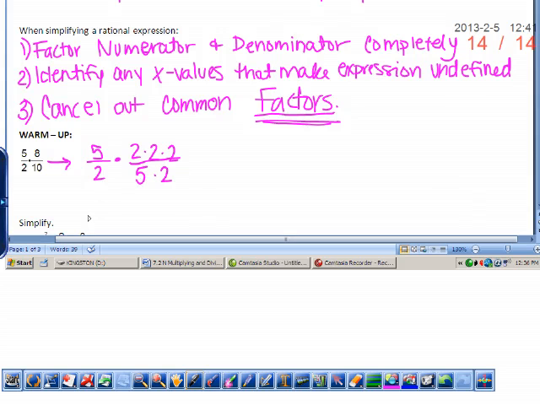So now that we have everything factored, these are all the factors, they're being multiplied together. Now you are allowed to cancel factors. So now I can cancel this 5 with this 5. This 2 with this 2. This 2 with this 2. So what's all that I have left? 2. So the reason that your rules for simplifying work is because you're canceling factors. You're canceling out prime factors. Okay?